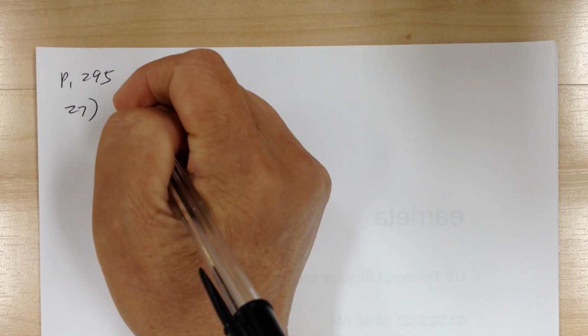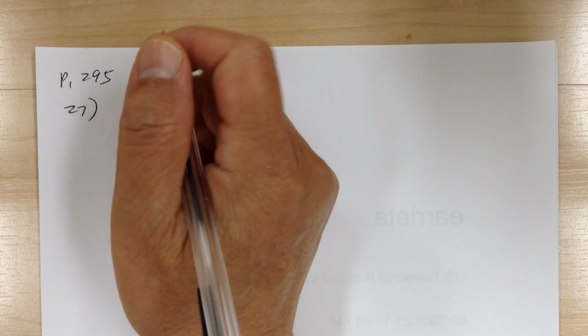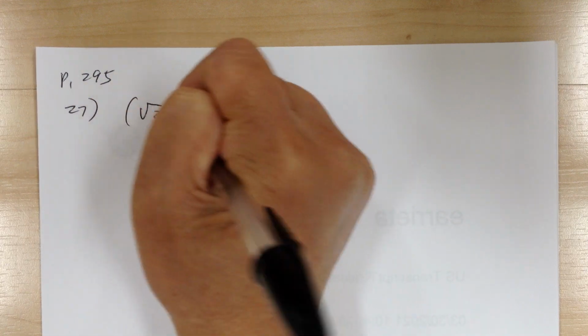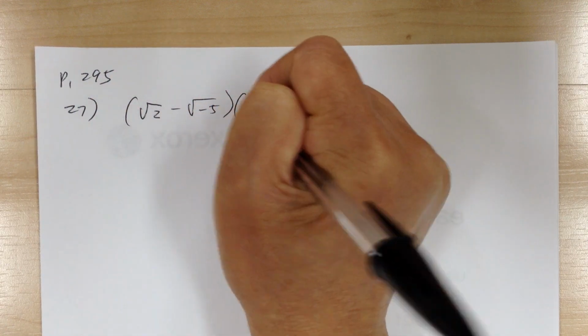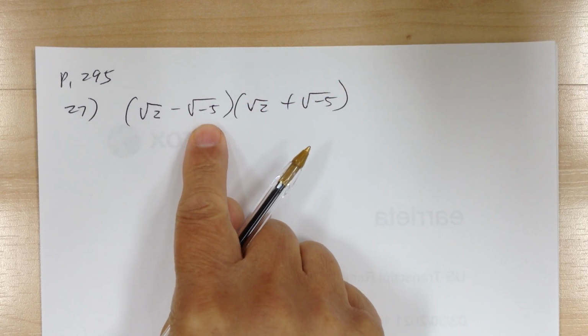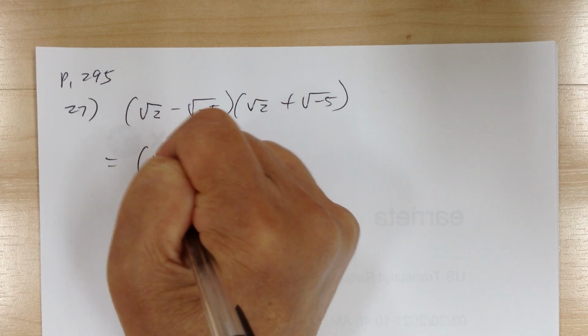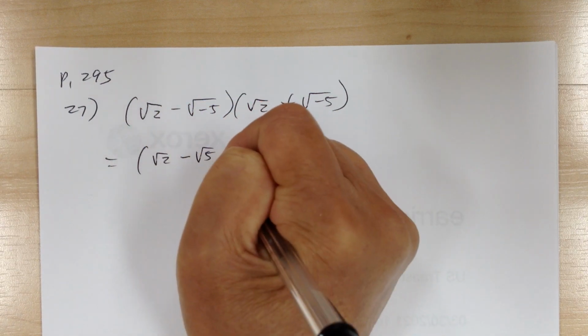Okay, number 27. You have the square root of 2 minus the square root of -5 times the square root of 2 plus the square root of -5. Now you have a negative inside the square root, so before you do anything, make sure you take care of the negative. So you get the square root of 2 minus the square root of 5i.